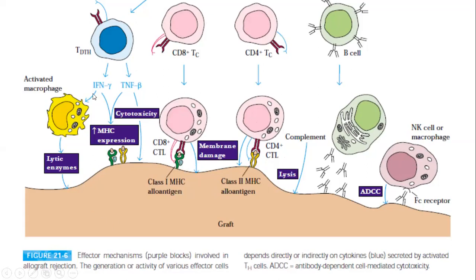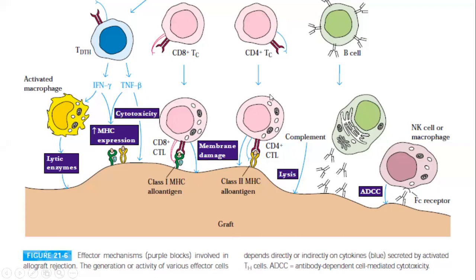So MHC expression is increased by the TDH cell through increased molecules of INF and tumor necrosis factor. They go and bind the gene at the promoter of these MHCs and increase the expression. Again, the tumor necrosis factor beta directly induces a cytotoxic response on the graft. It can kill it. This is mediated by membrane damage, with class 1 and class 2 alloantigens recognized by the T cytotoxic cells. These two pathways come here.